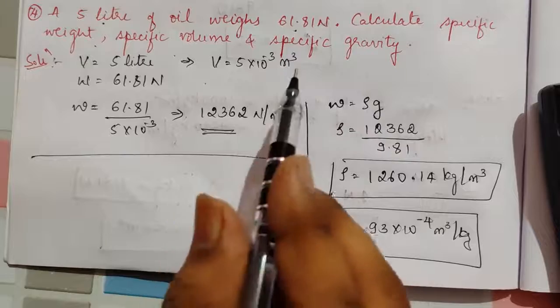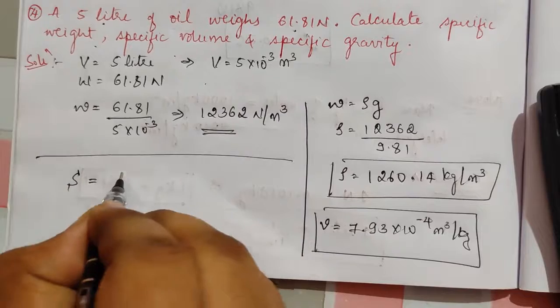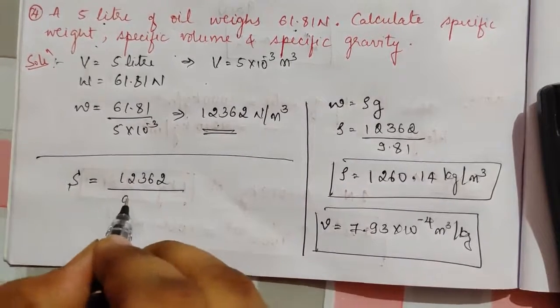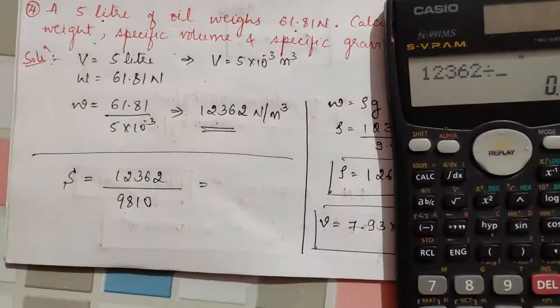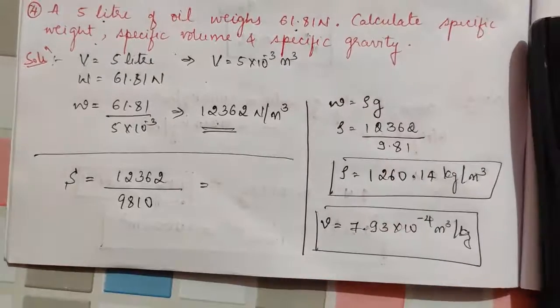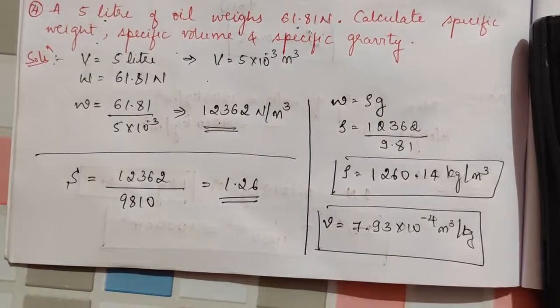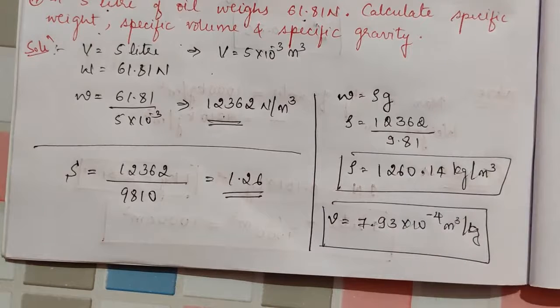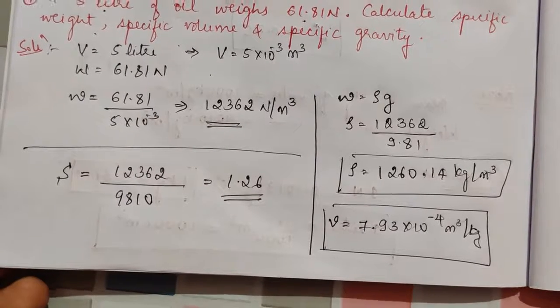Then what? Specific gravity. So we already know weight. What is that? 12362 divided by 9810. 12362 divided by 9810 is 1.26. 1.26 is your specific gravity. Okay friends, I think you understood these 4 problems which I had explained now. We'll go to next topic.